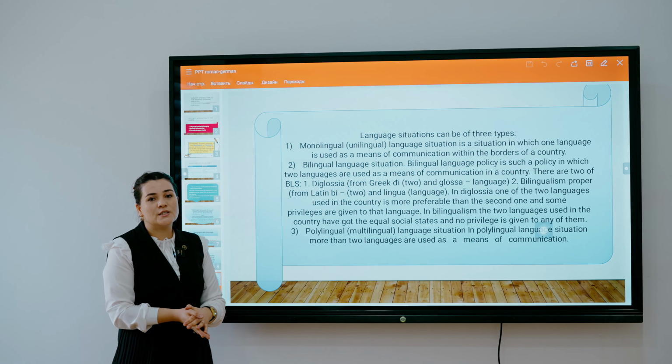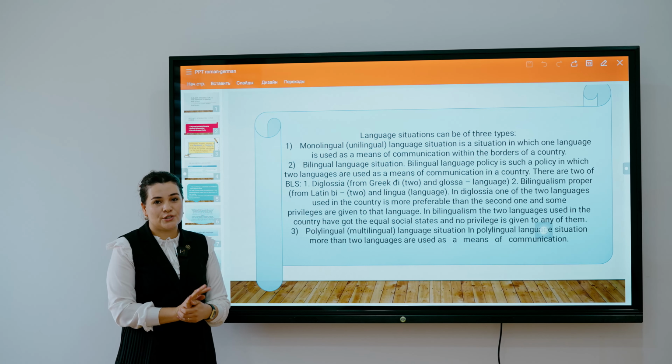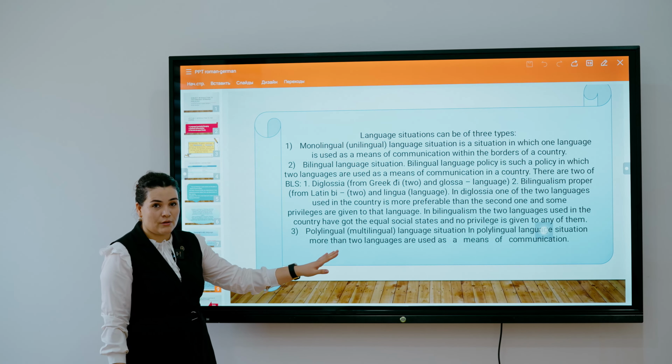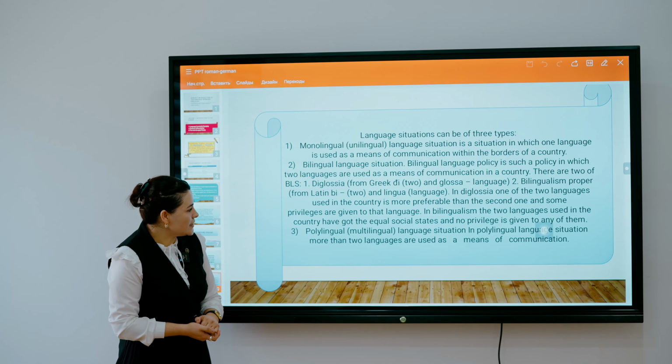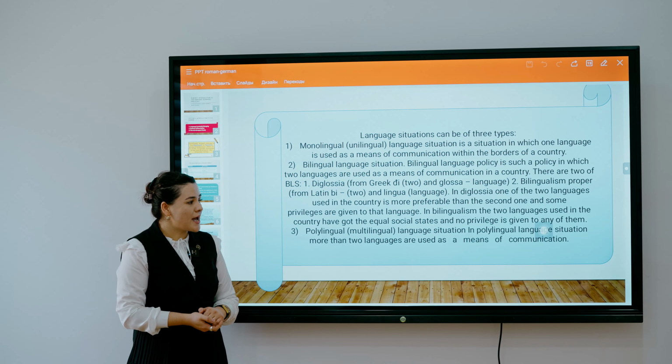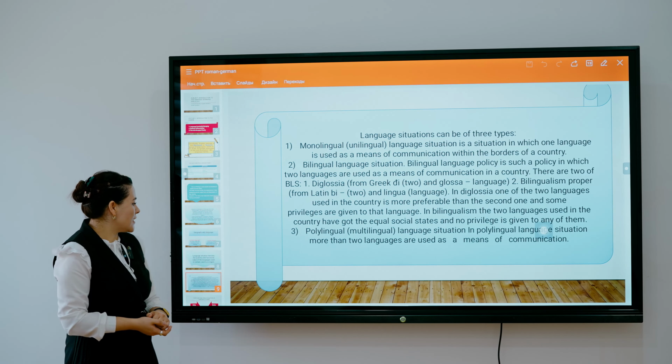And the third one is called polylanguage. Another name for polylanguage is multilingual. A multilingual language situation is a situation where more than two languages are used as a means of communication.